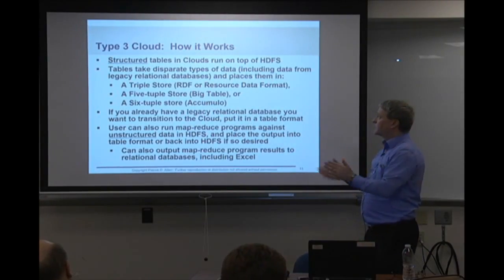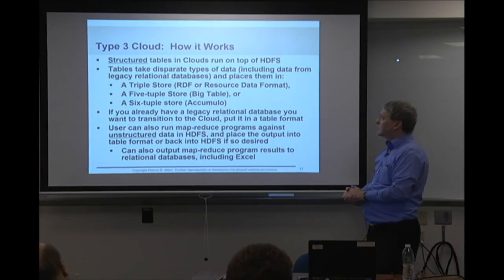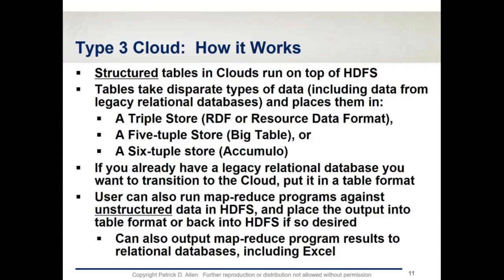All right. So the Type 3 cloud. If you have structured tables in the clouds, they take those disparate types of data and place them in some sort of format. And so originally you had triple store, which was the resource data format, which I'll give you an example of coming up. And then the big tables had a 5-tuple store, and I'll give you the details of that. And then the 6-table store for Accumulo.